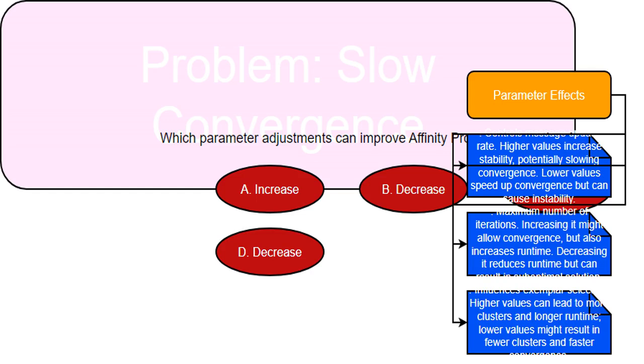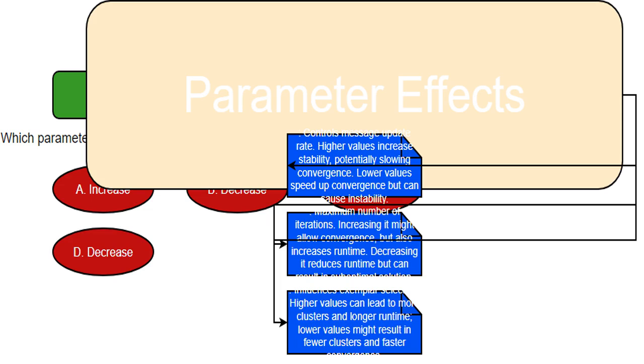I see the problem is that affinity propagation, a clustering algorithm, is taking too long to finish. We need to speed it up. The "damping" parameter controls how quickly the algorithm adjusts its beliefs about which data points are cluster centers. A higher damping value means slower, more cautious changes, like putting the brakes on a car to avoid a bumpy ride. A lower value means faster, more dramatic adjustments, like flooring the gas pedal. Too much speed can lead to instability and prevent the algorithm from settling down.